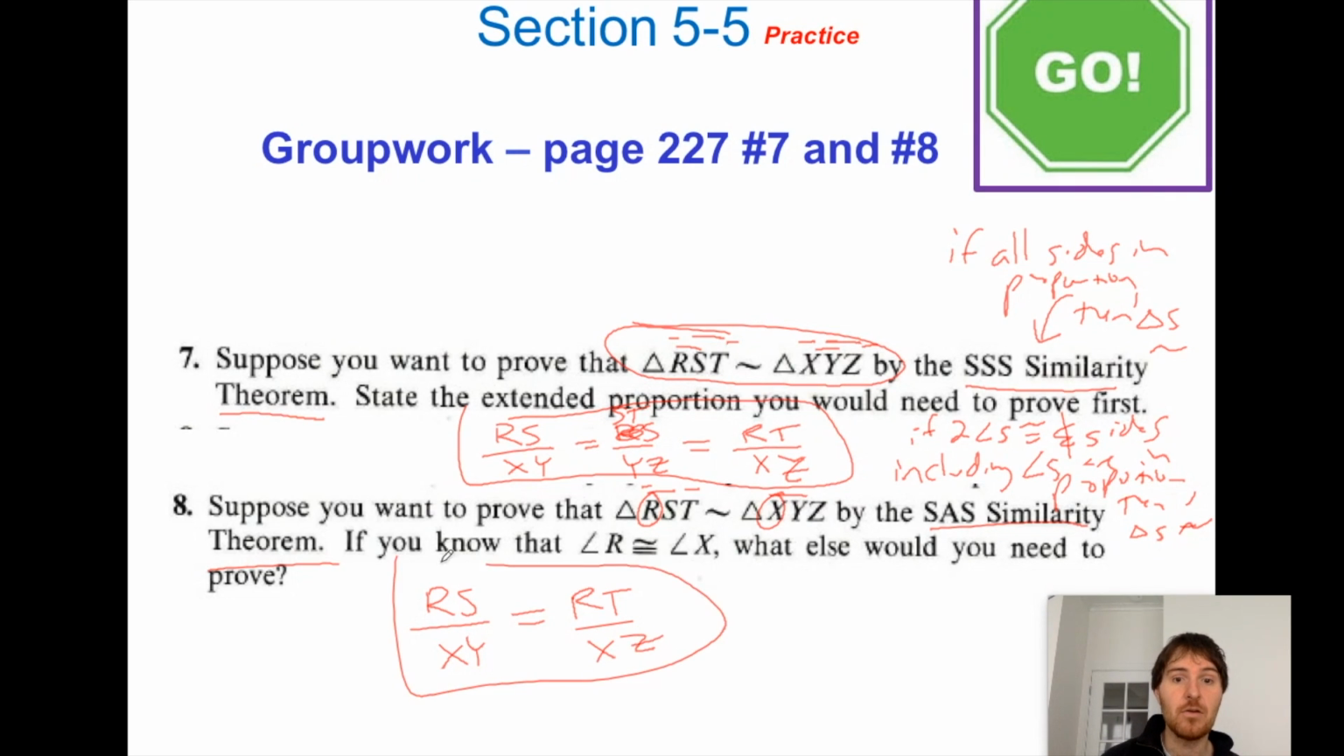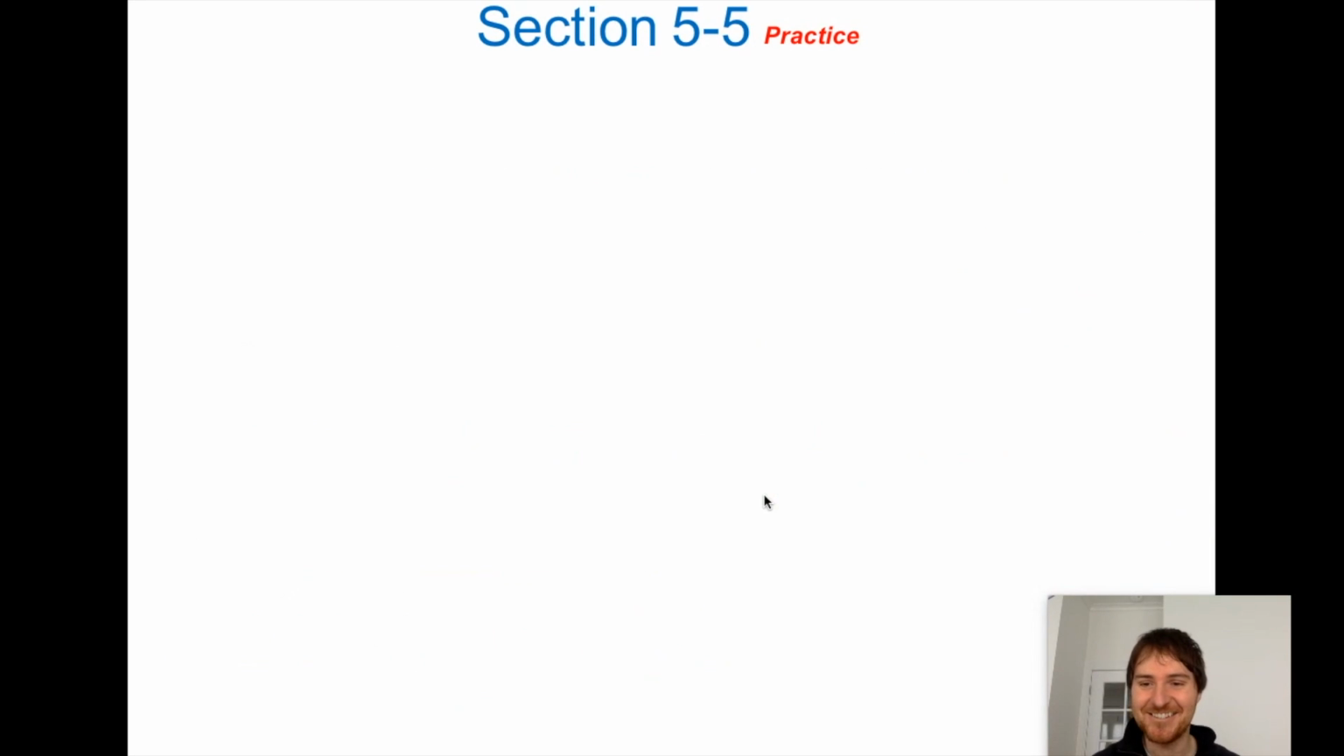So if I knew that angle R is congruent to angle X, and I knew this, then I'd be able to use the SAS similarity theorem to prove that that triangle is similar to that triangle. Neat, just neat stuff here.